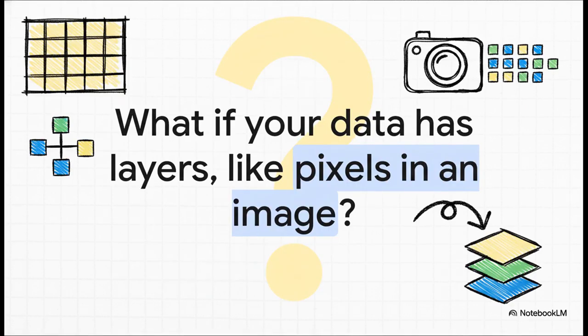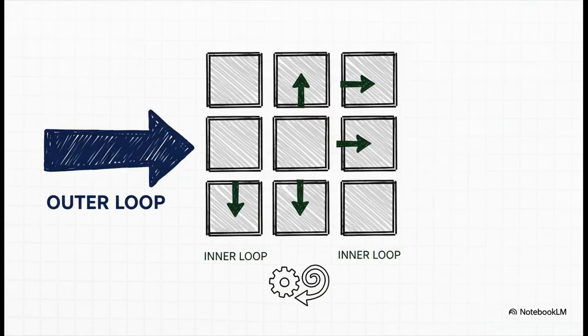Okay, but let's level up. What happens when your data isn't just a simple one-dimensional list? I mean, what if it's more complex, like a grid, a matrix, or yeah, the pixels in an image, which have both a row and a column? How do you deal with that? Well, the answer is something called nested loops. It's exactly what it sounds like. A loop inside another loop.